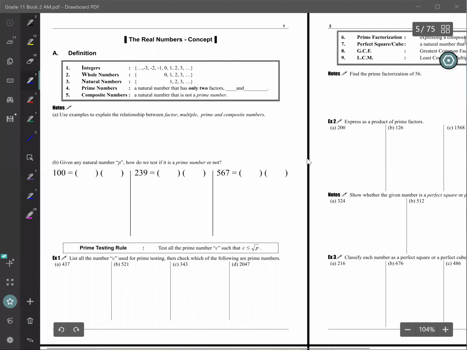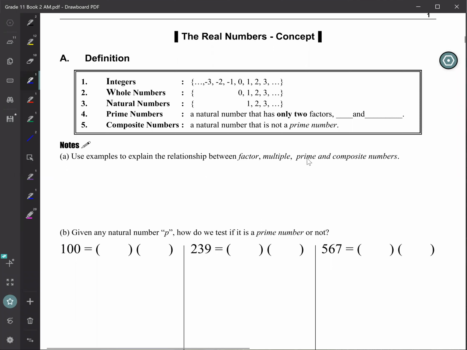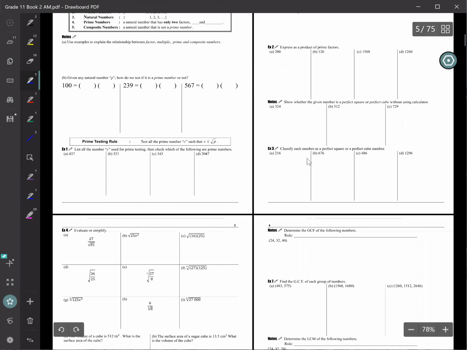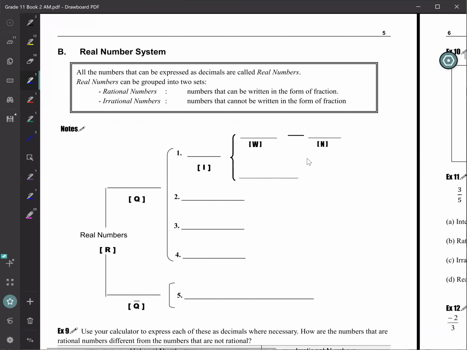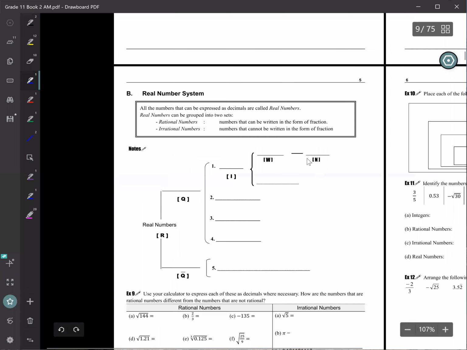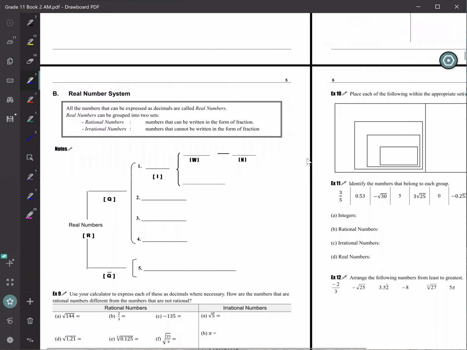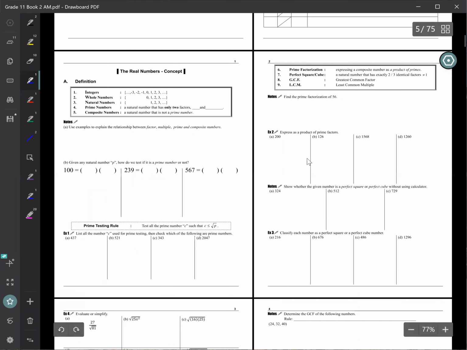So this topic is called the real numbers. Basically it talks about all kinds of different names, different groups of numbers. Part A is talking about definition. It gives you a definition of what kind of numbers are called integers, what are called whole numbers, and so on. Then after that, we put them all together into a tree. So this is called a real number system. You need to be able to identify when you see a number whether it's irrational or rational, whether it's a whole number, which group it belongs to. So let's start with the definition.